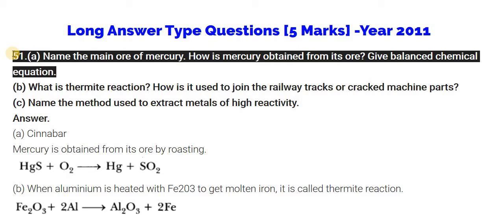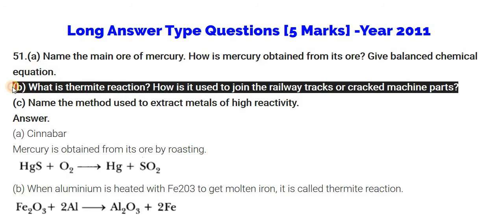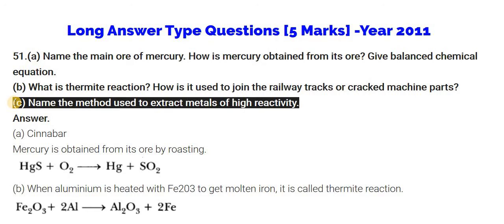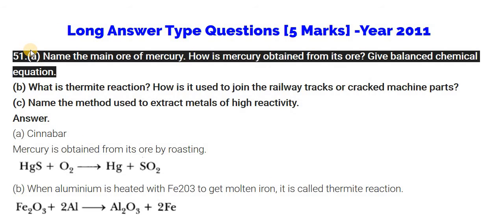How is mercury obtained from its ore? Give a balanced chemical equation. The second question: what is a Thermit reaction, and how is it used to join railway tracks or cracked machine parts? The C question: name the method used to extract metals of high reactivity. So we start with the A question.